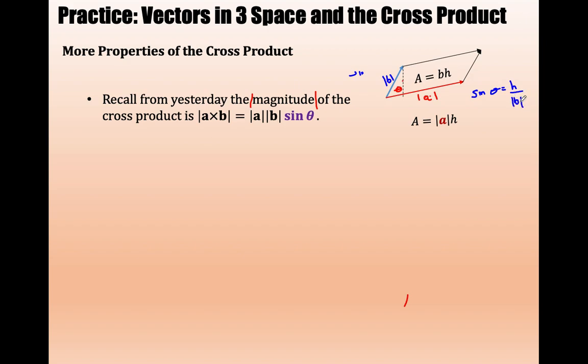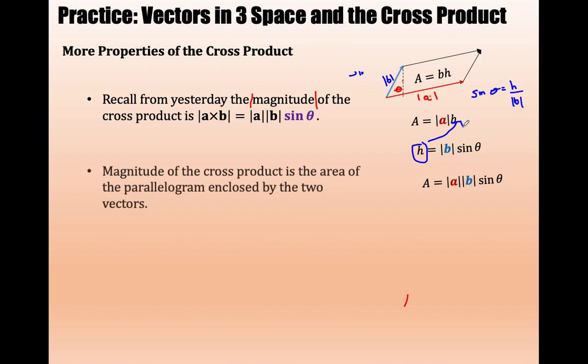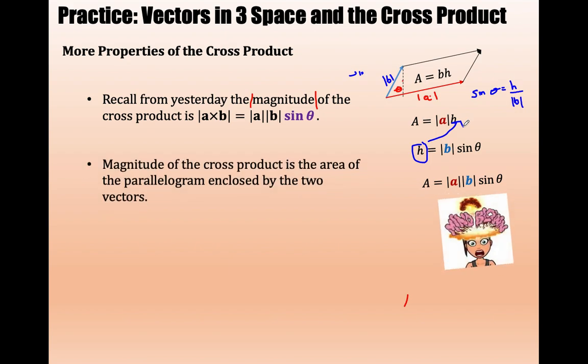Well, what happens if I solve that for h? If I solve that for h, don't I get the height of the parallelogram as the magnitude of the blue vector times sine of that angle in between the two vectors? And now what if I do some substitution here, right? What if I take what h is equal to and plug it in there? Oh, snap. The magnitude of the cross product is the same as the area of the parallelogram enclosed by the two vectors when I do tip to tail with each one. Mind blown.